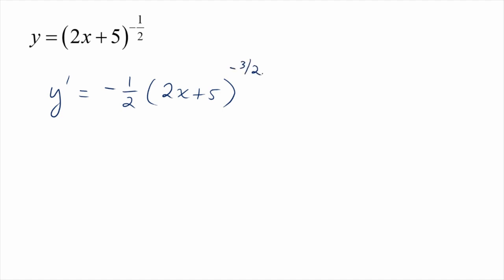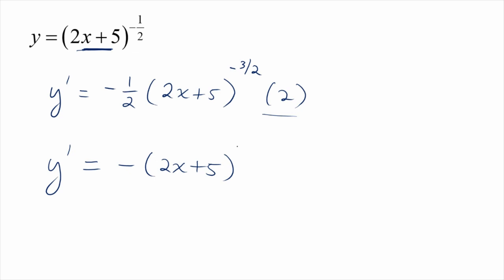But now we have to also use the chain rule and take the derivative of the quantity. So the derivative of 2x plus 5 is 2. Simplifying, we have y prime equals negative 1/2 times positive 2, which gives us negative 1, times the quantity 2x plus 5 to the negative 3/2 power.